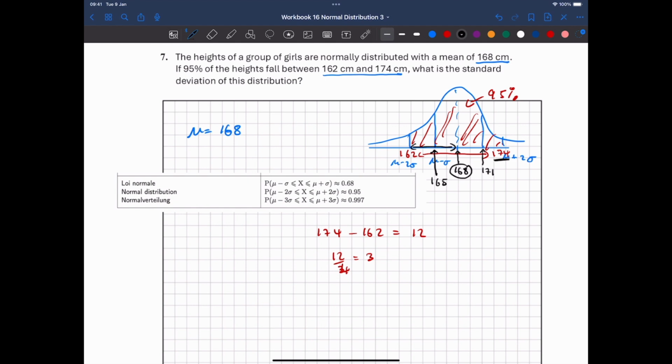2 standard deviations. It even says it here. 95% is 2 standard deviations from the mean. So what is the standard deviation for this distribution? We found it also to be 3. The standard deviation equals 3.